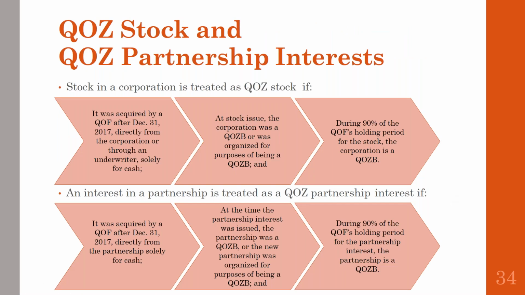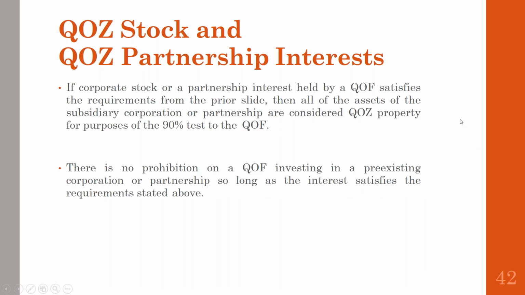All right, so stock in the corporation and partnership interests. Again, this is just explaining in a different way how they're going to be qualified for the 90% test, assuming it was purchased on or after December 31st, 2017, and issued for the right purposes. If a corporate or partnership interest satisfies the requirement, then all the assets of the subsidiary are considered QOZ property for the purposes of satisfying the 90% test. There's no prohibition on investing in a pre-existing corporation or partnership if it satisfies the requirements stated above.